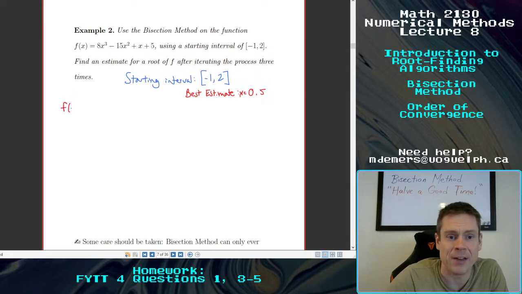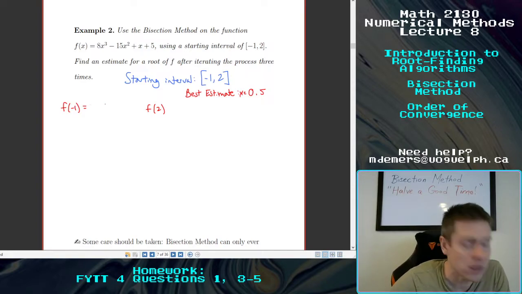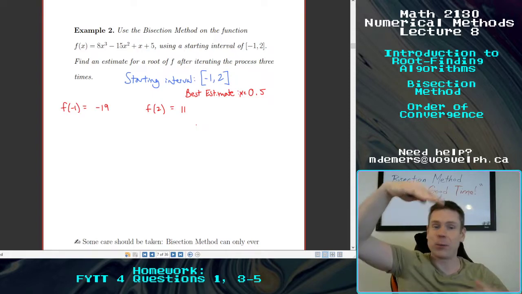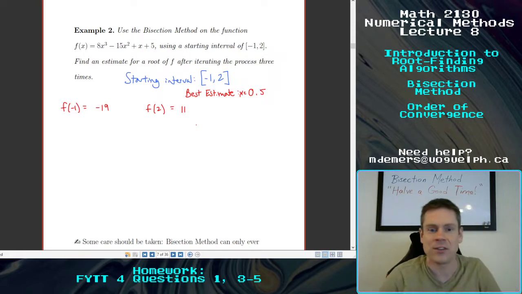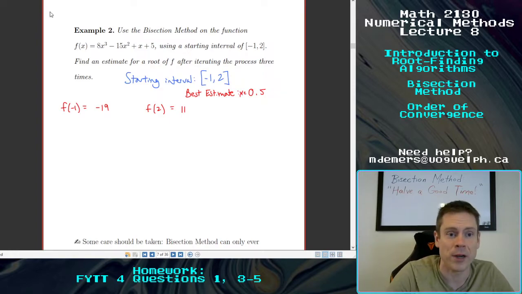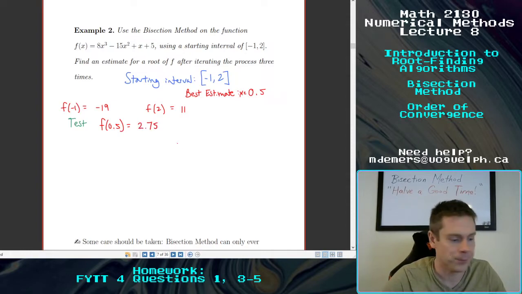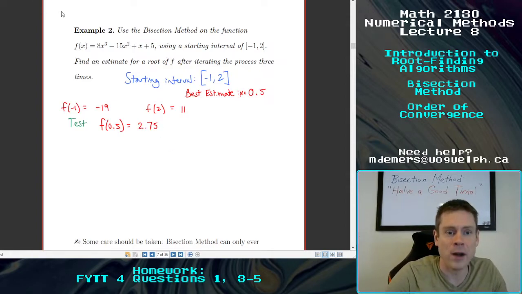We have f of -1 and f of 2. F of -1 works out to -19 if you plug things in, while f of 2 works out to 11. So we're on opposite sides. We're on way different sides. Like, we're not even close to 0 right now, so we have a ways to go, that's for sure. And we're going to test the midpoint, which is 0.5. So f of 0.5. If you plug 0.5 into the function, we get much closer. We get to 2.75. Okay, that's one iteration.